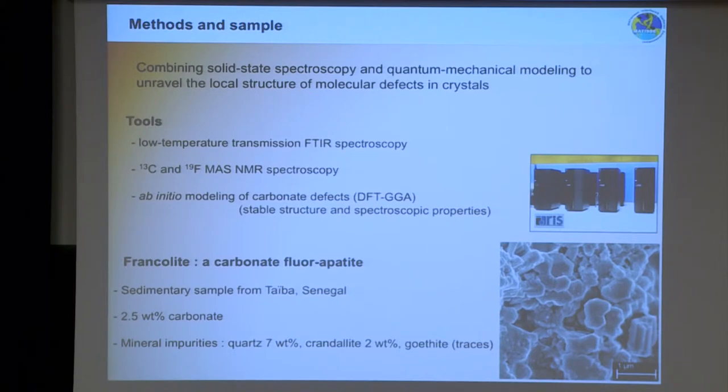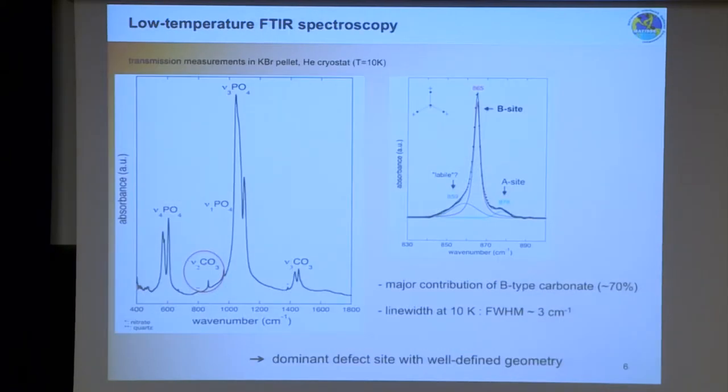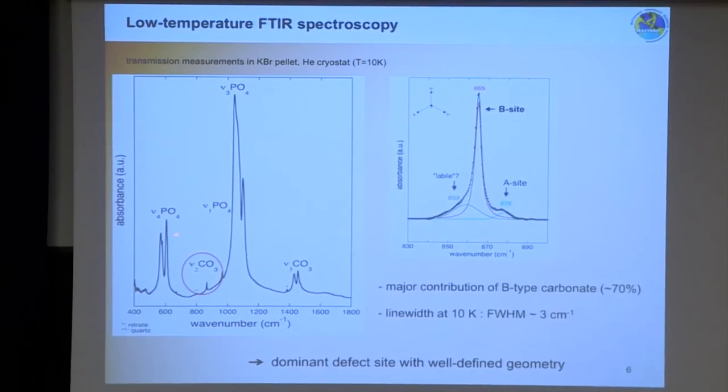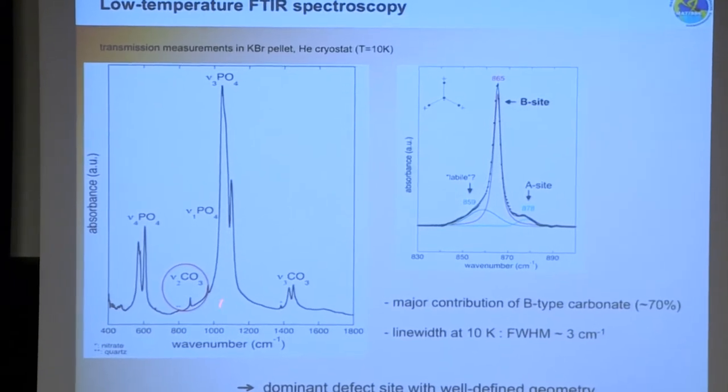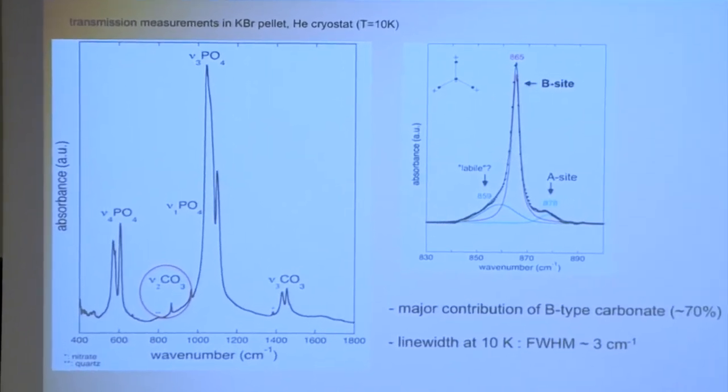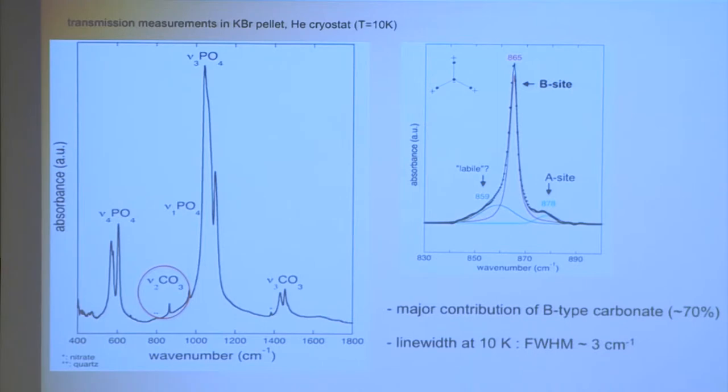Now, if we have a look at the low temperature Fourier transform infrared spectrum of this sample, using quite conventional transmission measurements, you of course observe the various absorption bands corresponding to the internal modes of the molecular groups.